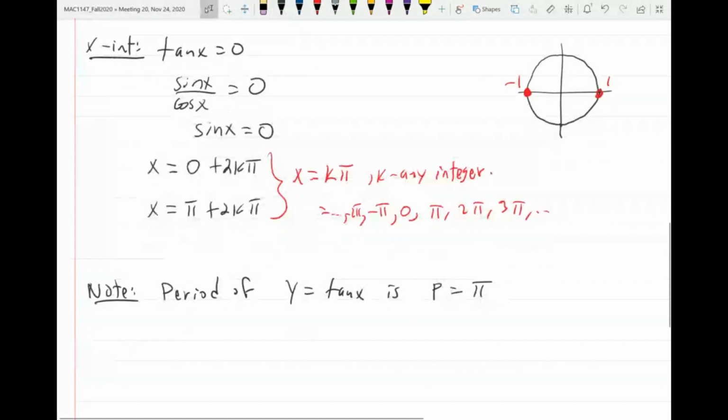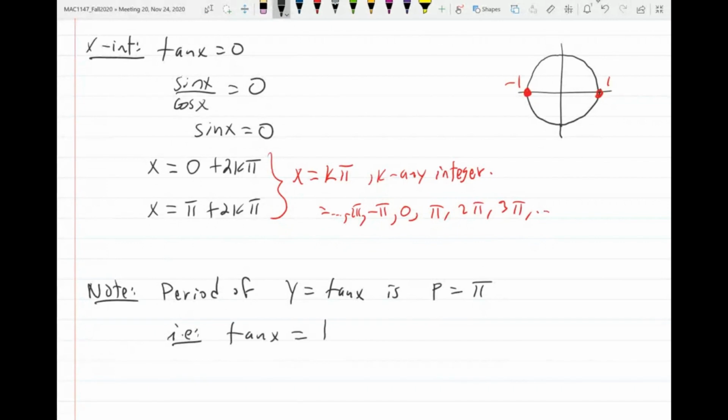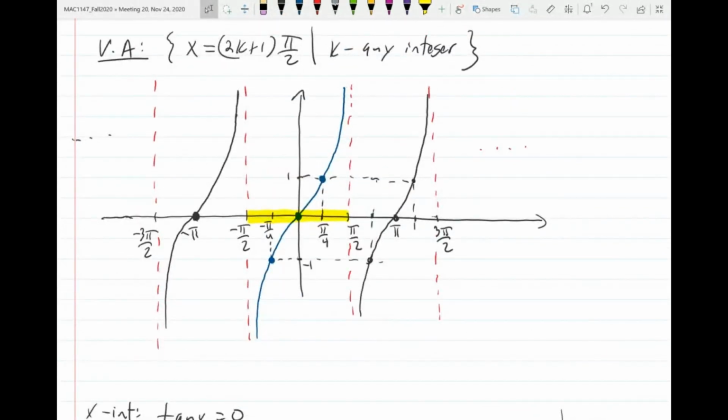So in other words, tangent of x equals tangent of x plus pi for all x. Okay, so every pi, the value of tangent is going to repeat itself, therefore the period is pi. And that's exactly what you see here in the picture. The length of the cycle is exactly pi.